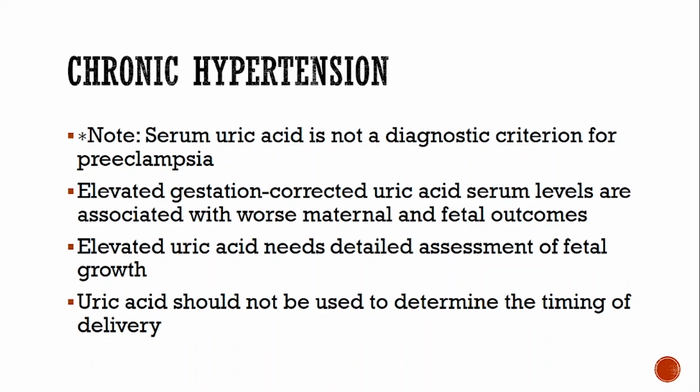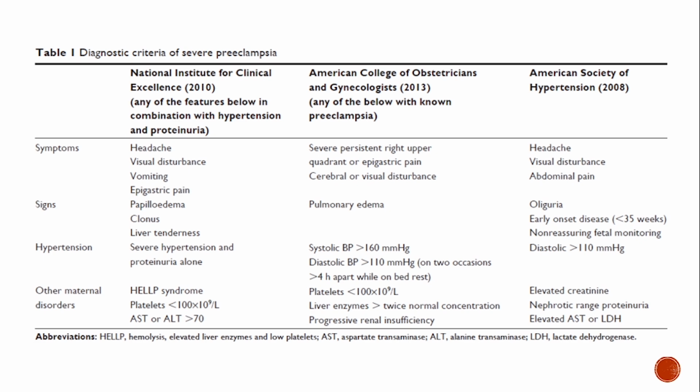However, we must know that uric acid should not be used to determine the timing of delivery. This is very, very important. That uric acid is elevated does not mean that it is an indication to deliver the patient. Let's look at complications of hypertensive disorders of pregnancy.